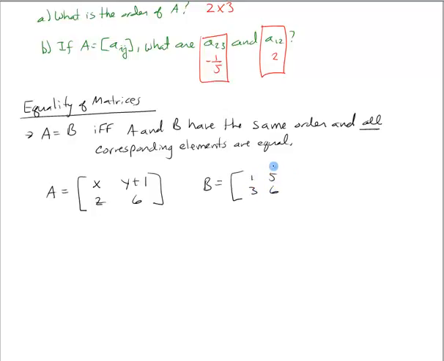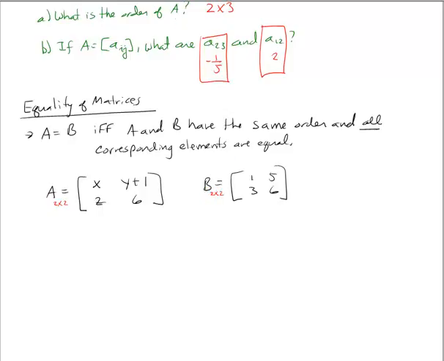Now the first thing we note is they do have the same order. So if you look up here, equality of matrices, matrix A equals matrix B if and only if A and B have the same order. That's our first criteria. Well, if you notice here for matrix A, the order is 2 by 2, and for matrix B, the order is 2 by 2 as well. So both have the same order. So both of these have an order of 2 by 2.